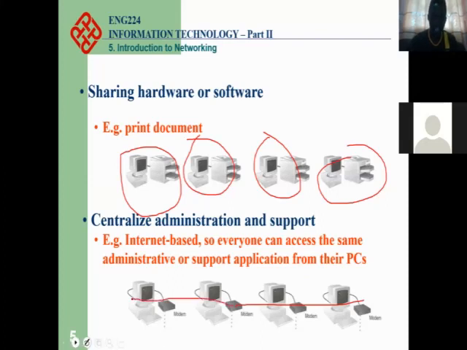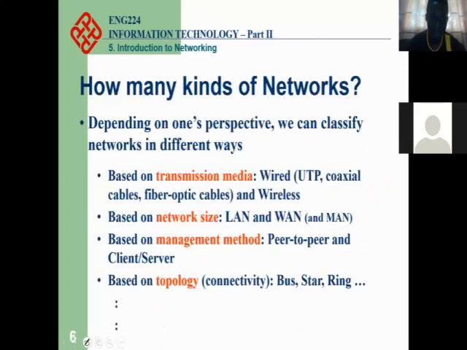So how many kinds of networks do we have? Depending on one's perspective, we can classify networks in different ways. For example, we have classification of categorization of networks based on transmission media. When we talk of transmission media, we are either talking about wired networks or wireless networks.